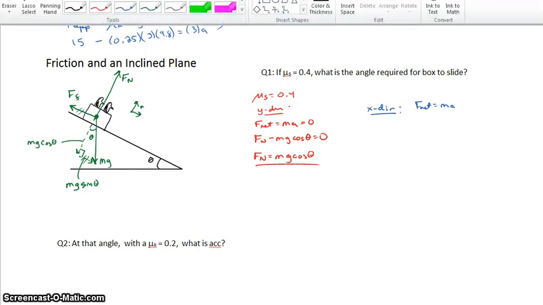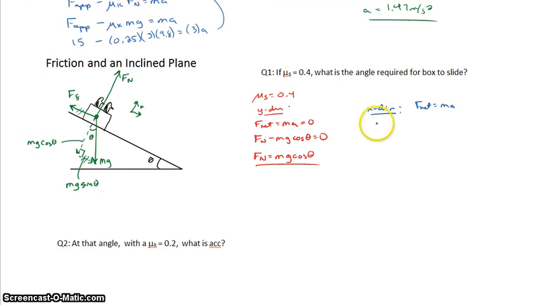Okay, what am I doing? I'm using blue. That would mean if I did this, I would get mg sine of theta. So mg sine theta, what is that? This, the force pulling down the slope, is in a tug of war with friction, and that equals ma.